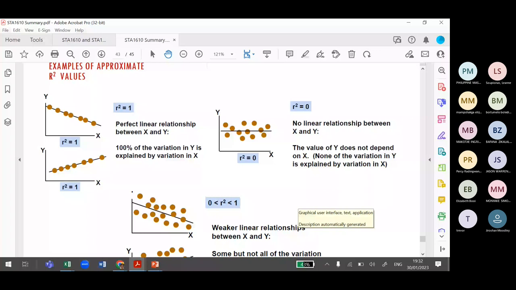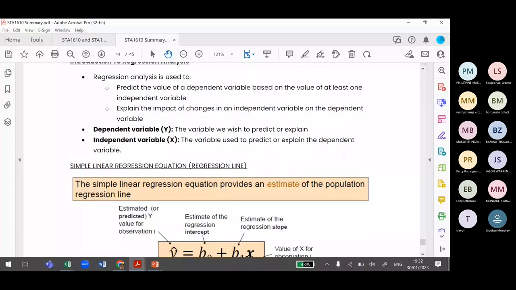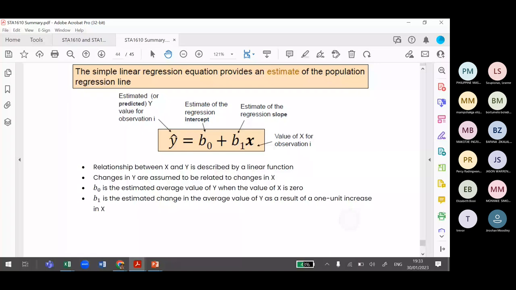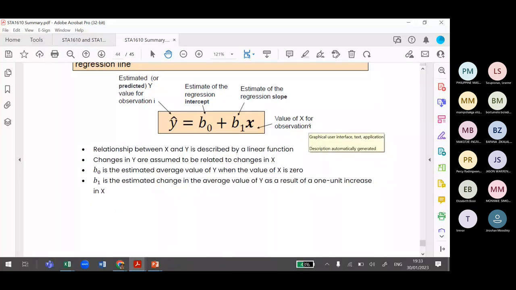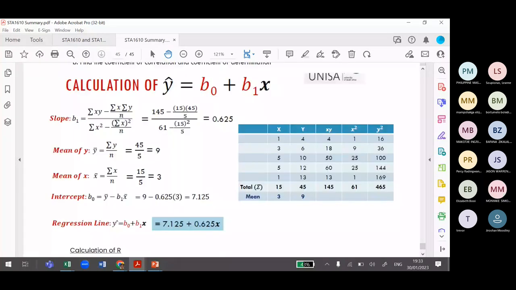How you interpret that, and then how you calculate the regression line, which is your least square method formula that we use, which is your y estimate, your intercept, your slope, and the x observation, and how you do the calculations to calculate the slope, the mean, and the intercept, and the regression line. So there are some formulas, but we will use the template for doing that. How we calculate the regression line using the summation formula, or you can use your calculators.